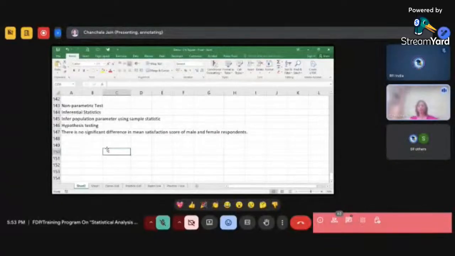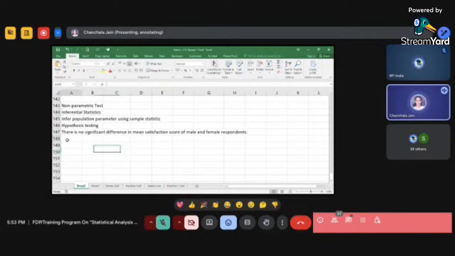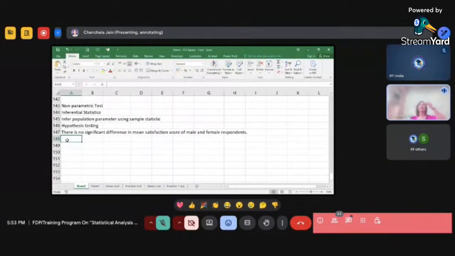I think the hypothesis is quite clear. What I have written here, that statement is clear. What this statement is simply telling us is that the mean satisfaction score of male and female is the same. Is it okay? Yes, ma'am. Right. So usually if I am conducting any study, generally we are conducting it on the basis of a sample.